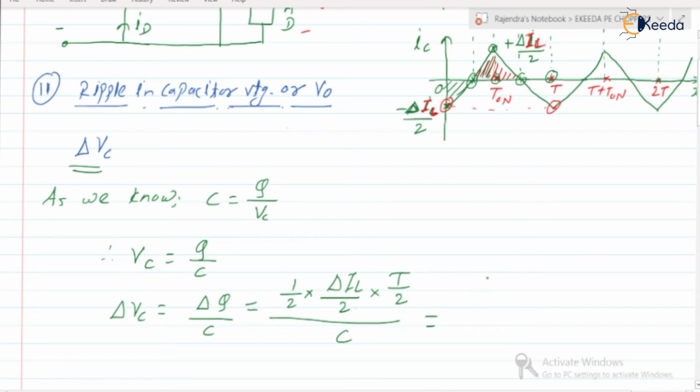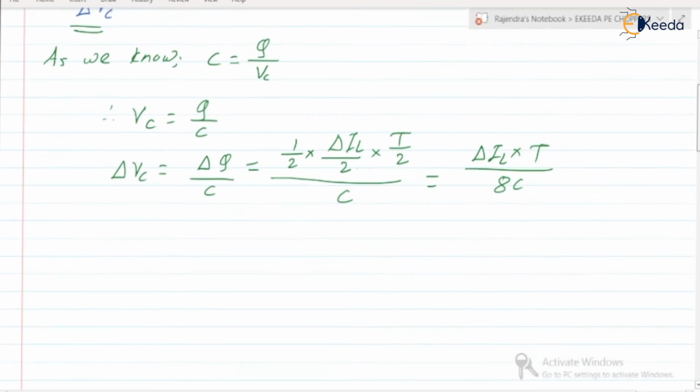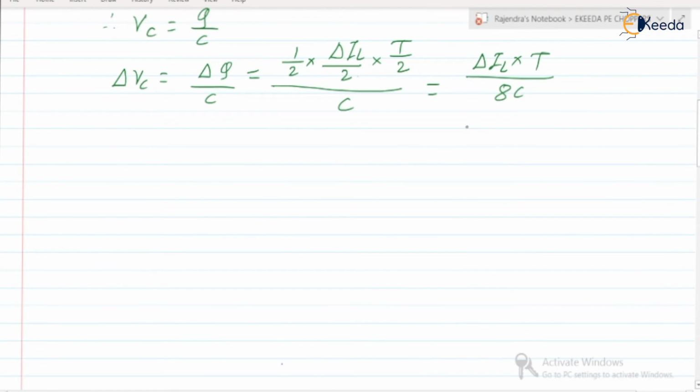Further we can write delta Vc is equal to delta IL into T divided by 8C, divided by 8 into C. Is this clear? So this is delta Vc. Again, what is delta IL? We know delta IL is Vs into (1 minus D) into D into T square, divided by dt into this T, so it will be dt square, divided by 8 into LC.